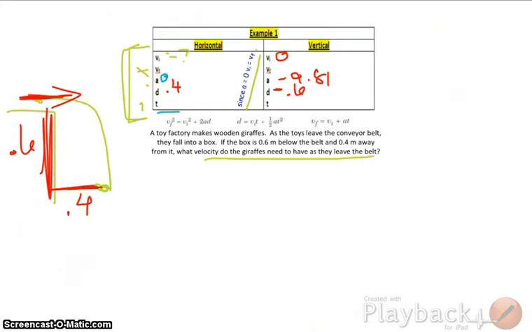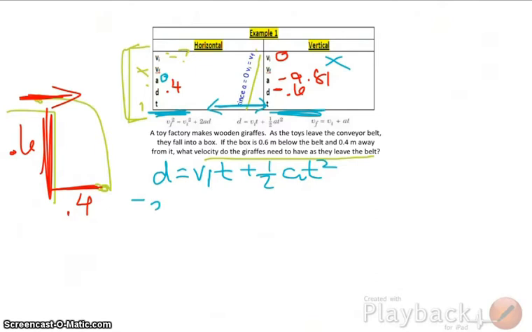Time, we don't know, and there's no way of inferring time. But time is the one thing that's the same on both sides. So if we can find our vertical time, we can find our horizontal time. So let's do that. Over here we have VF, A, and D. We're looking for VI, A, D. So we use the equation without VF. D equals VIT plus 1/2 AT squared.